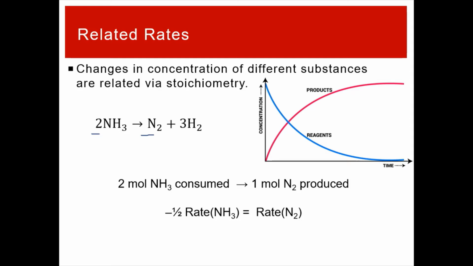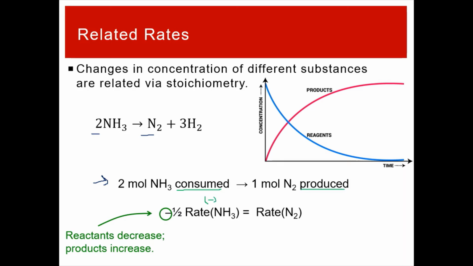So the stoichiometry is right here. It's 2 moles of NH3 consumed for every 1 mole of N2 produced. So you'll note it's -1/2 times the rate of NH3 equals the rate of N2. So that -1/2 term, we can decompose first the negative sign. NH3 is a reactant, so its concentration will be decreasing, whereas the concentration of N2 will be increasing. What that means is I know that this number is going to be negative.